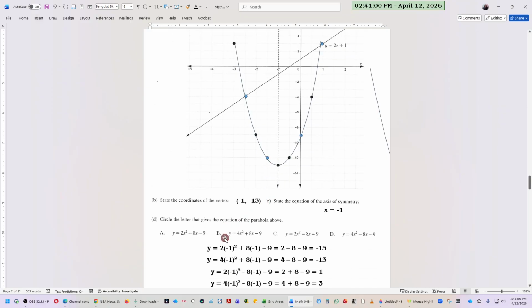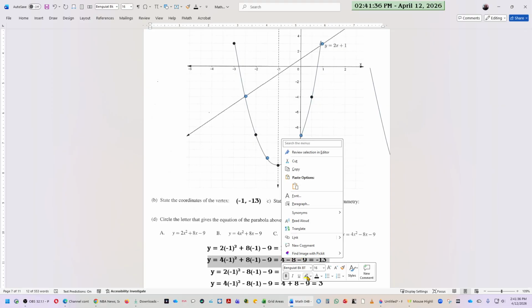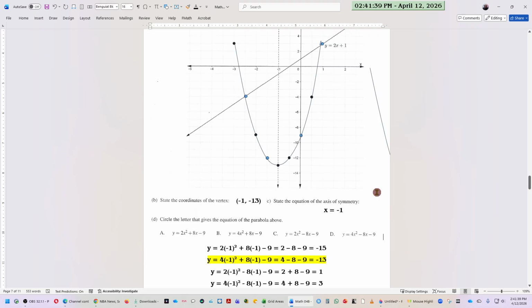Now, we get to this part here. They said, circle the letter that gives the equation of this parabola. So I'm going to use the coordinates of the vertex, which is -1 and -13, and plug them in here to see which one of these is going to give me -13. Notice I'm using -1 for x for all 4 of these equations. When substituting the -1 where the x is, only this one is going to produce -13. So the one that you want is B. Okay, so that's the equation you're looking for.